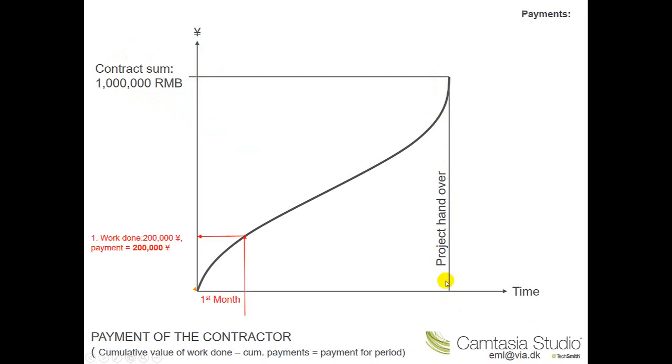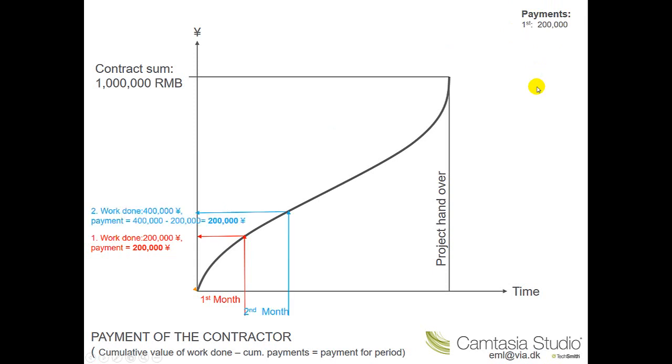And let's look at the first month's payment. At the end of the first month, the contractor reckons he's done 200,000 worth of work. And if everything is all right, if the architects check it out and it's okay, then he will be paid 200,000. So looking up here, the first payment is 200,000.